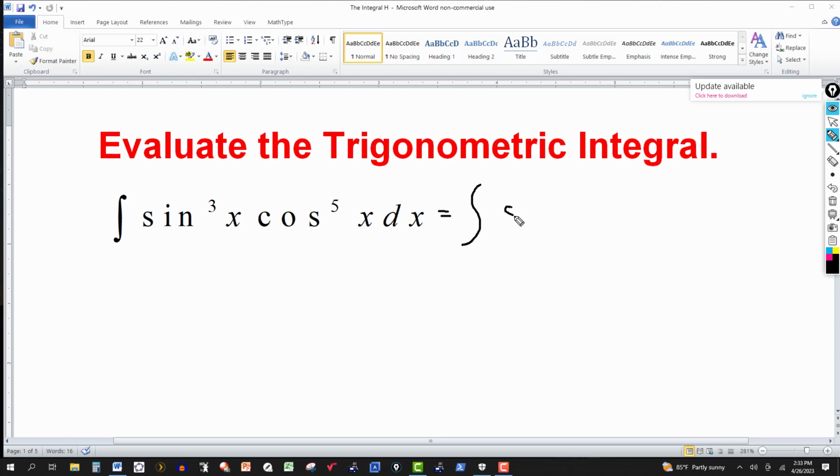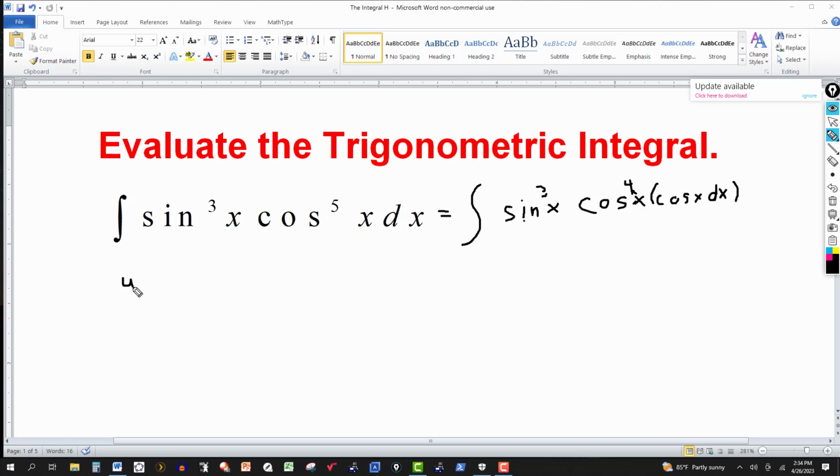So I'm going to do it this way. Let's say sine to the third. Then the cosine, I'm going to break this up into cosine to the fourth and cosine of x dx. And we're kind of grouping these together here.